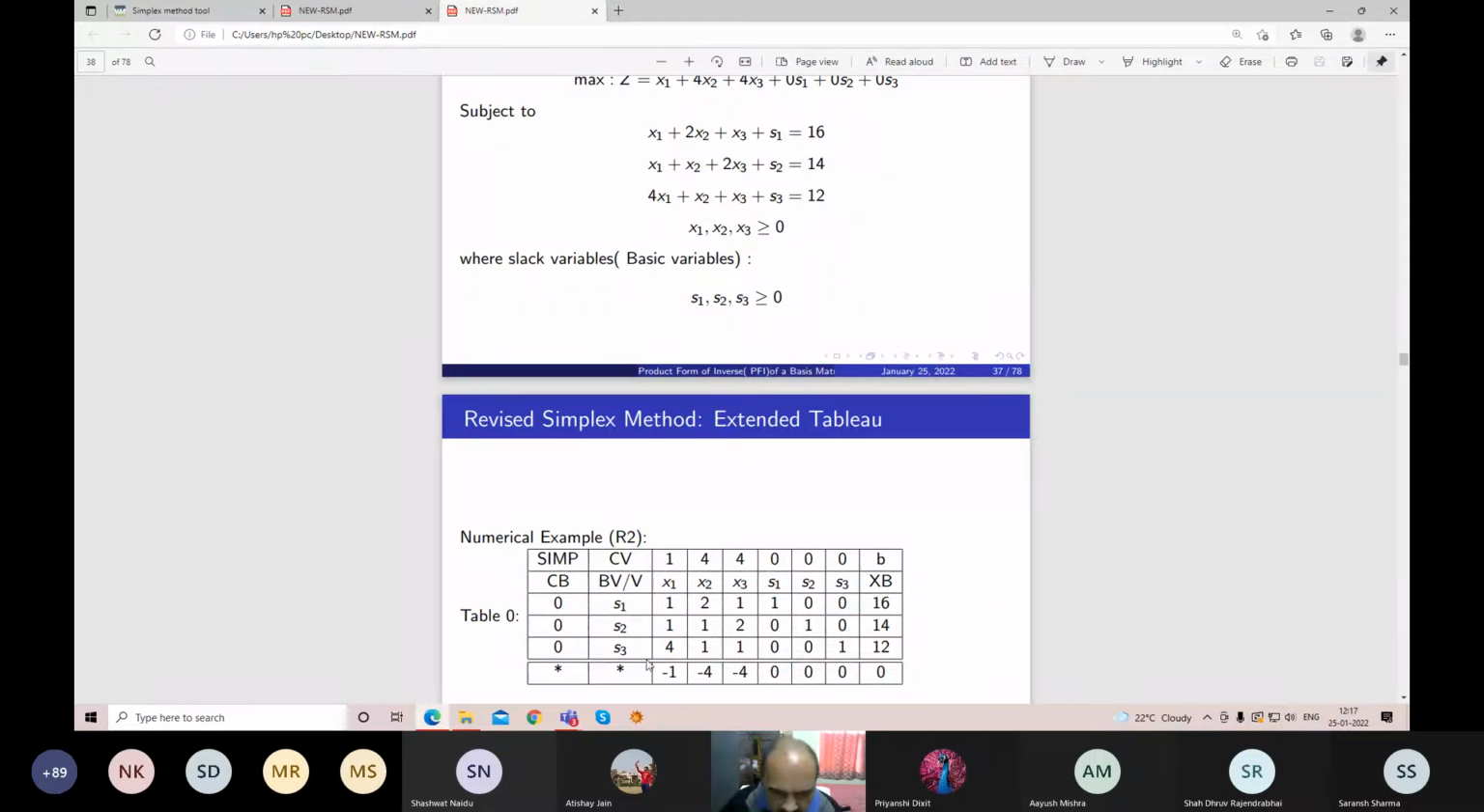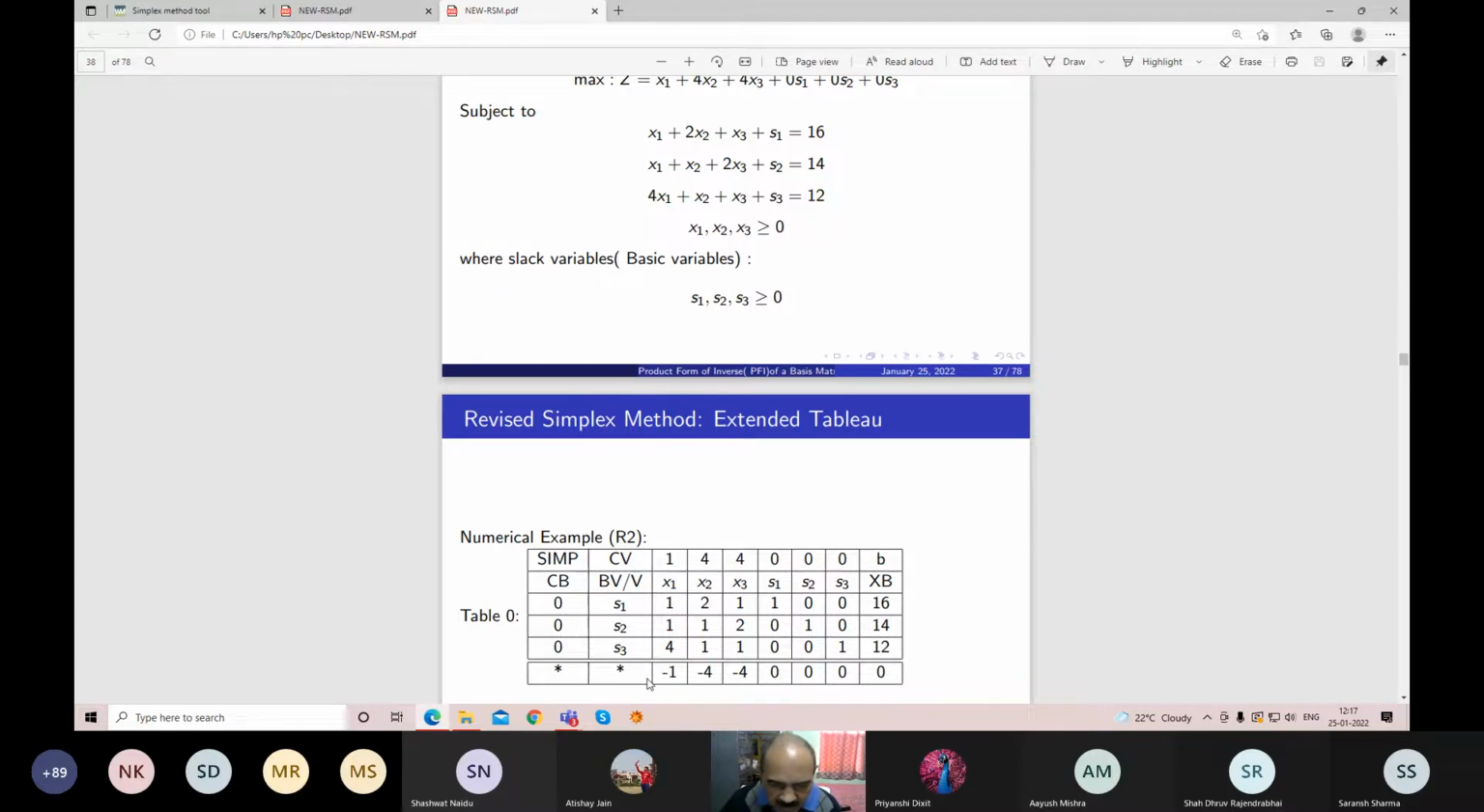Now these basic variables S1, S2, S3, CB. CB stands for the coefficient of the basic variable for the objective function. PV stands for the basic variables S1, S2, S3. CB, the coefficient of the basic variable, is 0, 0, 0. In the right hand side, I have told already, if you set x1, x2, x3 to 0, the s1 value is 14, s2 value is 16, s3 value is 12.